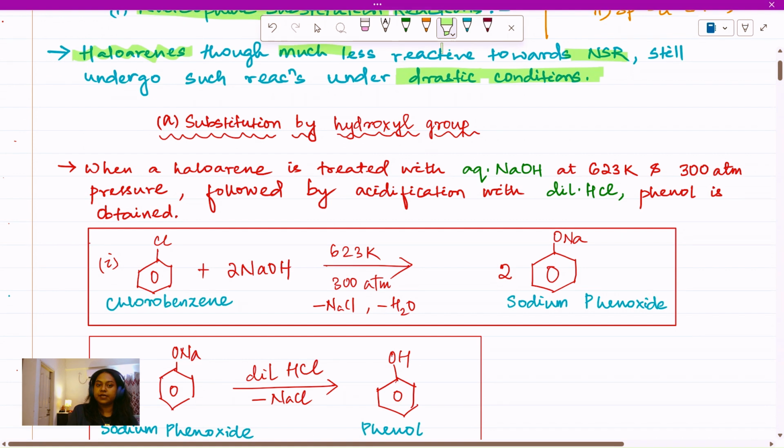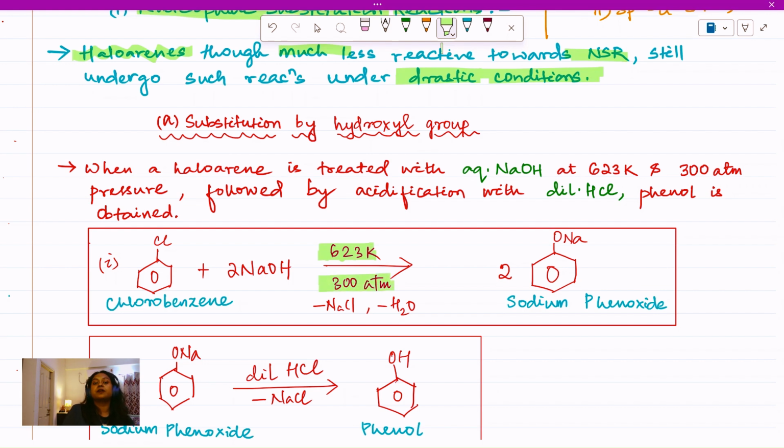Drastic conditions just mean this would happen at 623 Kelvin, a very high temperature, and at 300 atmosphere pressure, a very high pressure, because normal atmospheric pressure is considered to be 1 atmosphere. So still, under these drastic conditions, nucleophilic substitution reaction happens. For example, chlorobenzene with aqueous NaOH undergoes this nucleophilic reaction in 2 steps. First, it converts into sodium phenoxide, where just the ONa group is attached.